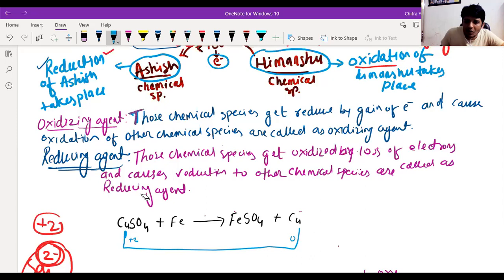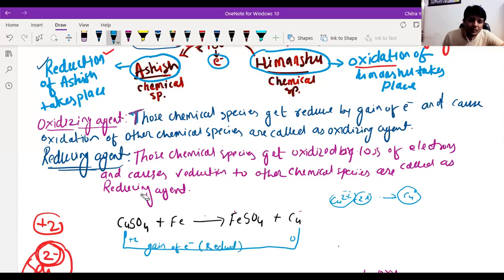Okay, see, if copper has 2+ charge and on the product side has no charge, so what is the copper 2 plus ion doing? It is gaining 2 electrons. So that's why the 2 positive charge and 2 electrons get neutralized and copper metal will deposit. That means here gain of electron takes place, 2 electrons. That's why it is a reduction reaction.